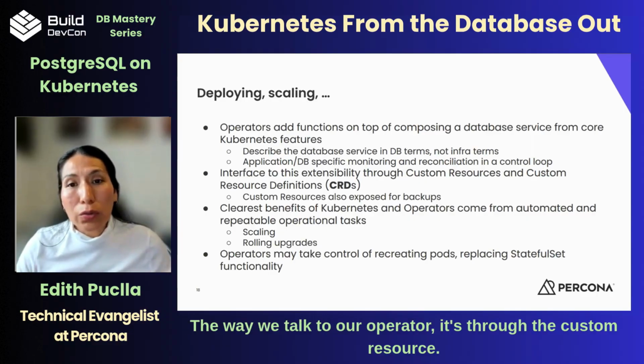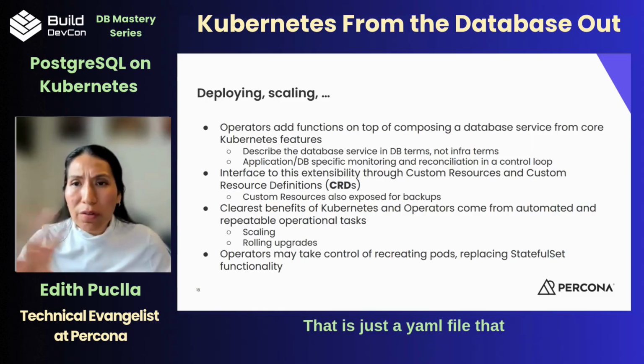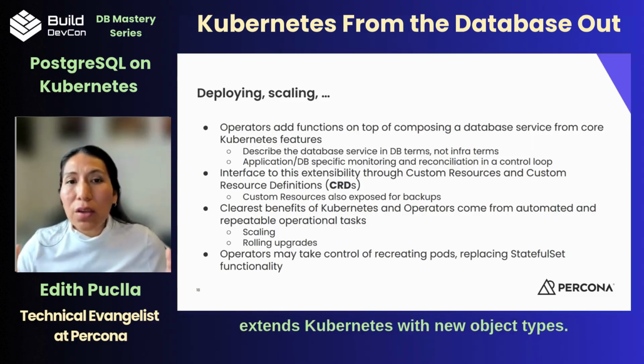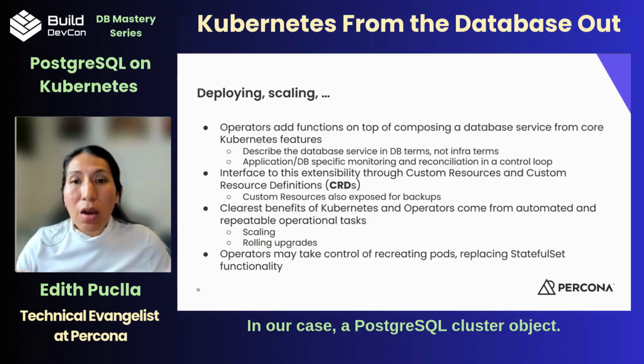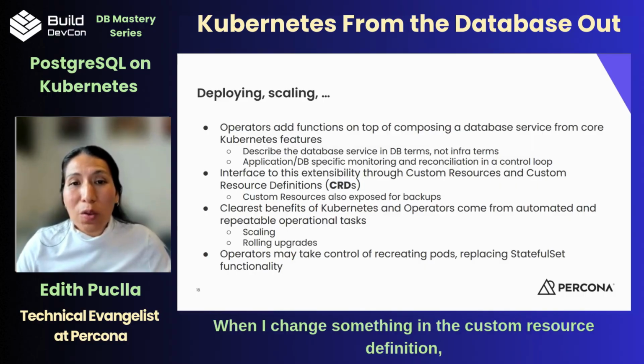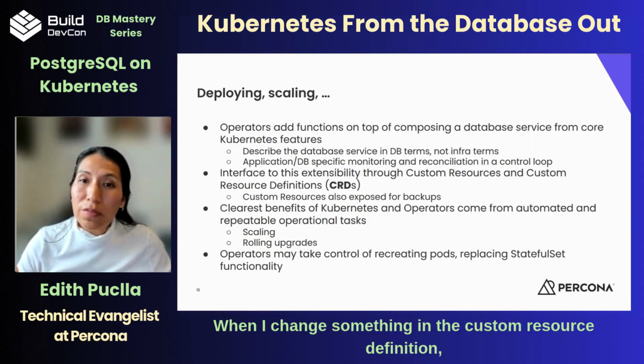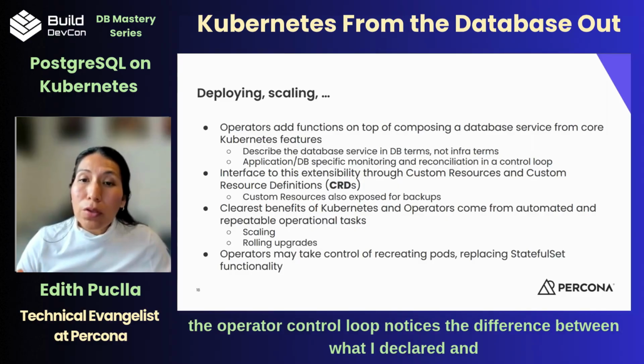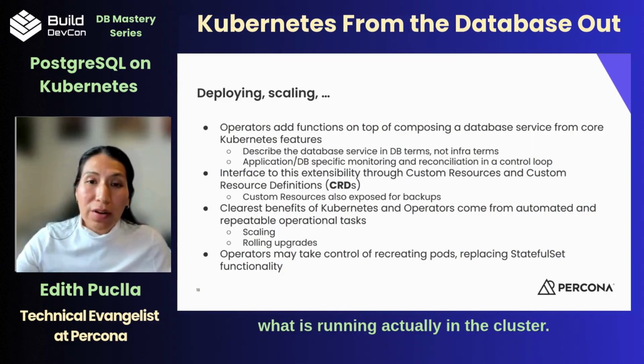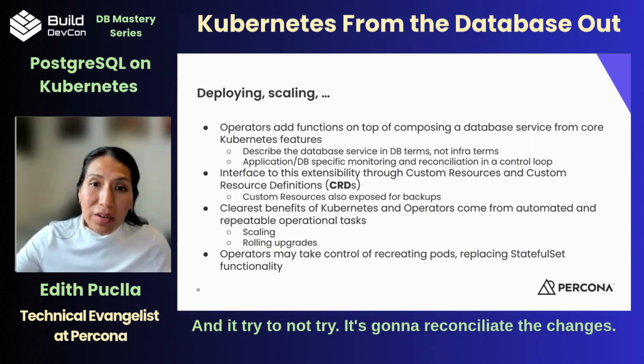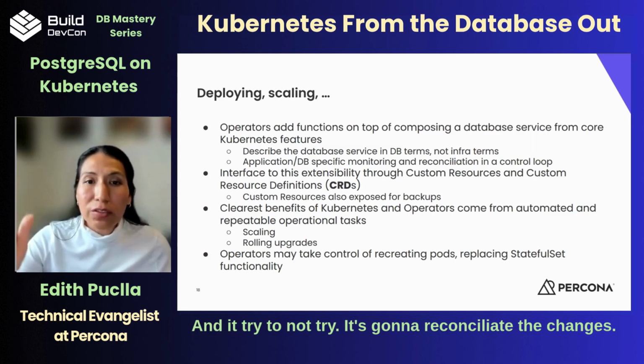The way we talk to our operator is through the custom resource. That is just a YAML file that extends Kubernetes with new object types, in our case, a PostgreSQL cluster object. When I change something in the custom resource definition, the operator control loop notices the difference between what I declared and what is actually running in the cluster, and it's going to reconcile the changes.